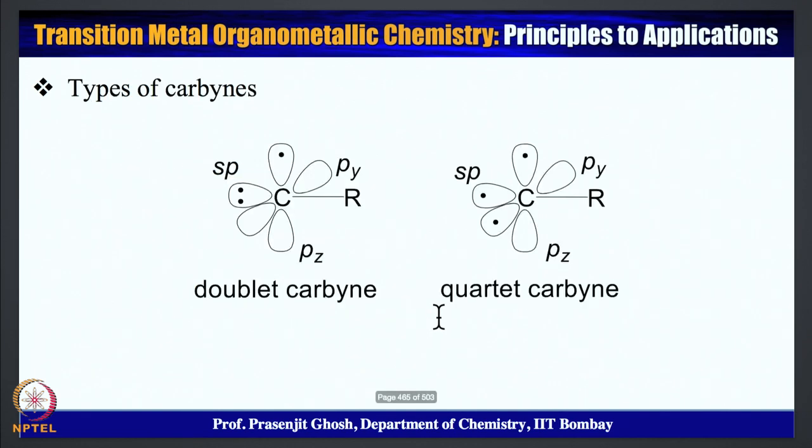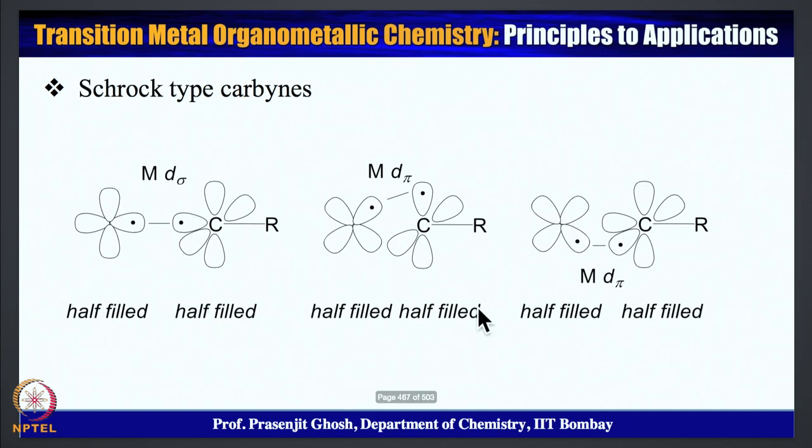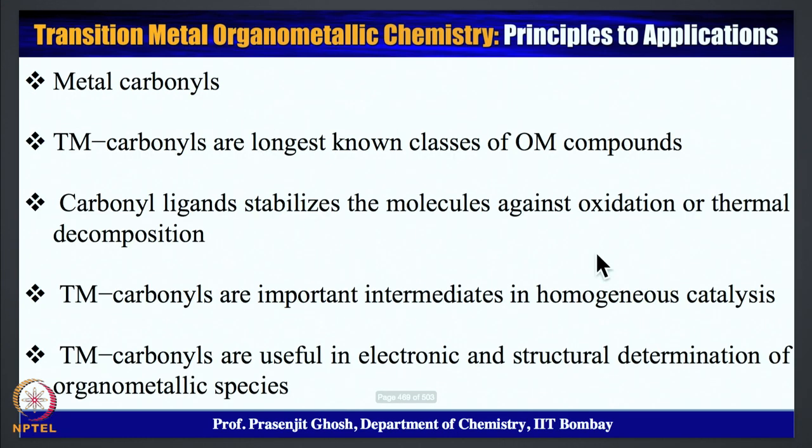And moving on from carbene, we have looked into carbyne, their spin states of Fischer type doublet and the quartet of the Schrock type, and the kind of interaction that goes on in the Fischer type carbyne as well as in the Schrock type carbyne. After moving on from carbyne, we went to metal carbonyls.